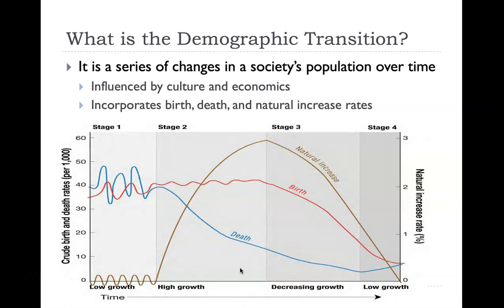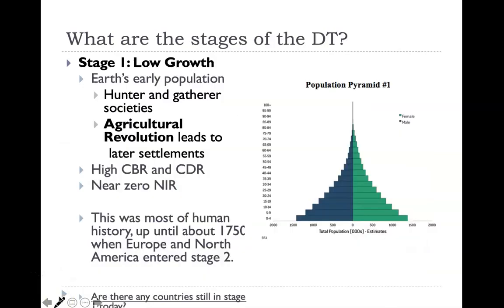So we can look at cultural and economic factors that play into this, but really what we're looking at here is birth rate, right, and death rate, and increase rate, right, and how that changes over the course of time. We have 4 stages here, but we'll talk about a 5th stage as well later on. All right, so stage 1, right? There's a population pyramid for stage 1, right?